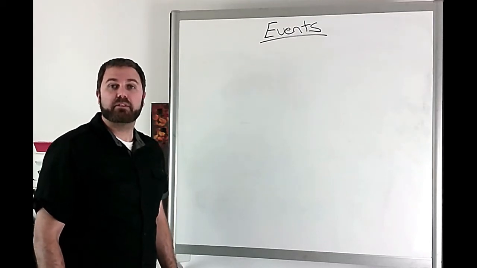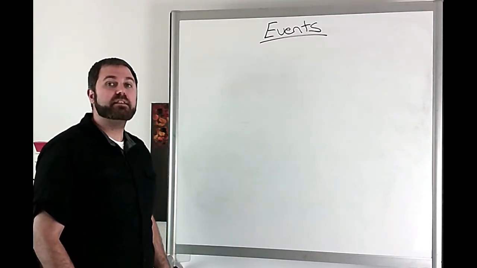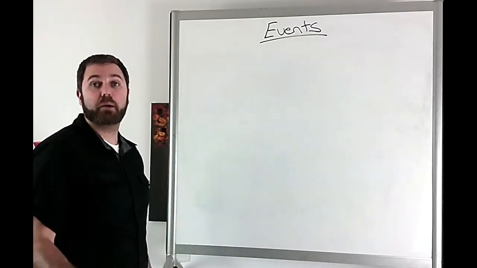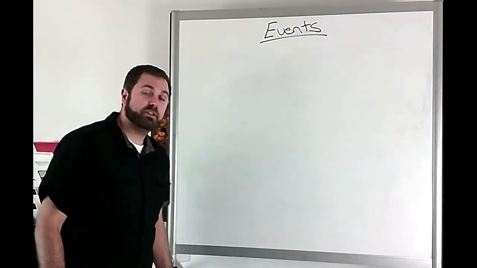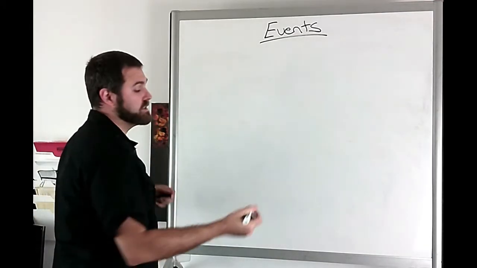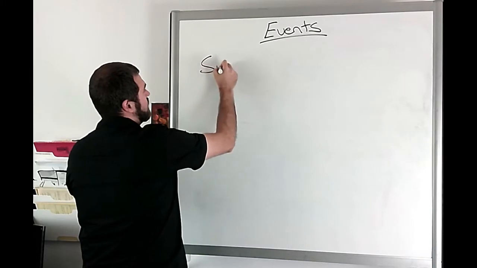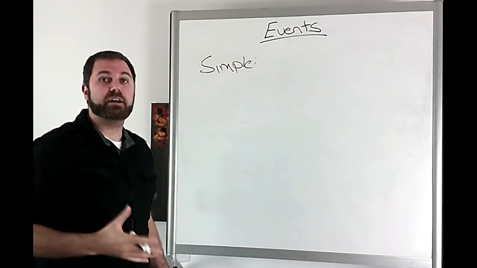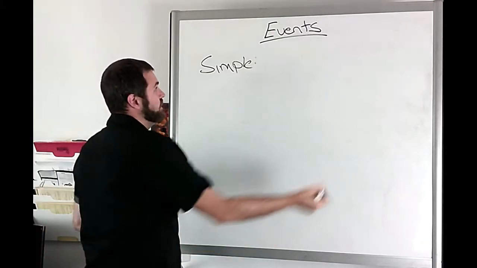In this video, we're going to be looking at events. An event is each possible outcome of a variable when you're dealing with probability. So there are several different types of events we are going to be taking a look at. The first one is a simple event. Now, a simple event has one characteristic.